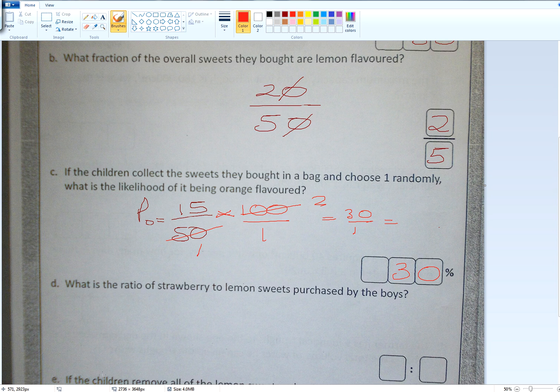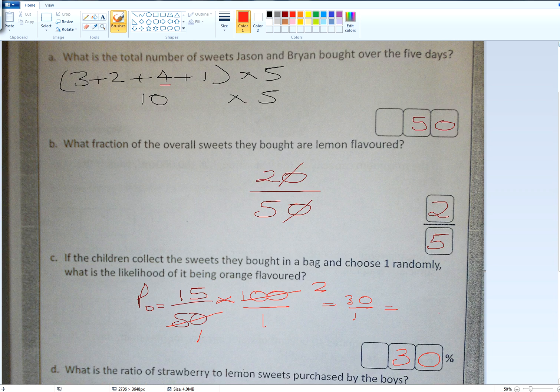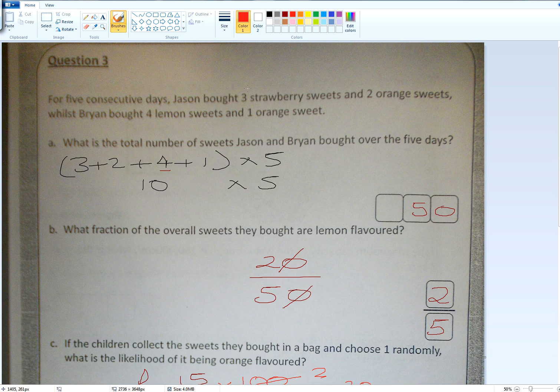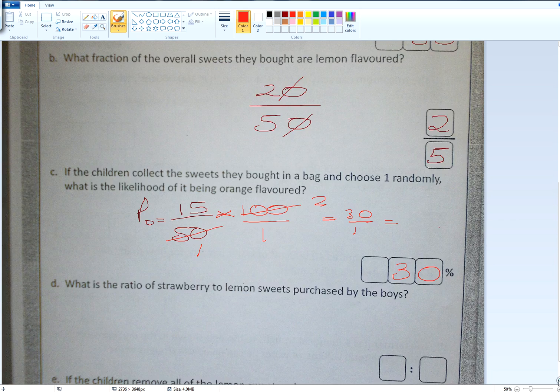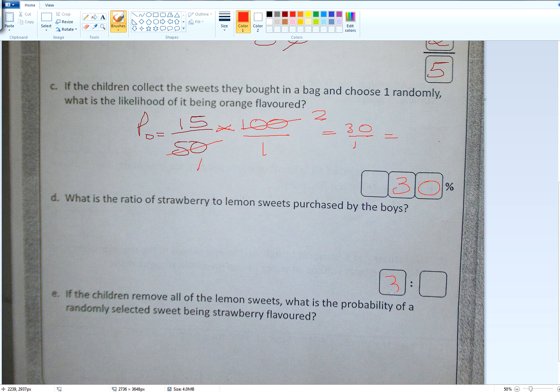Next. What is the ratio of strawberry to lemon sweets purchased by the boys? Strawberry to lemon. So let's go up. Strawberry was 3 strawberries per day, and 4 lemons per day. So for every 3 strawberries, they bought 4 lemons. That is the ratio, isn't it? That's the answer. 3 to 4.